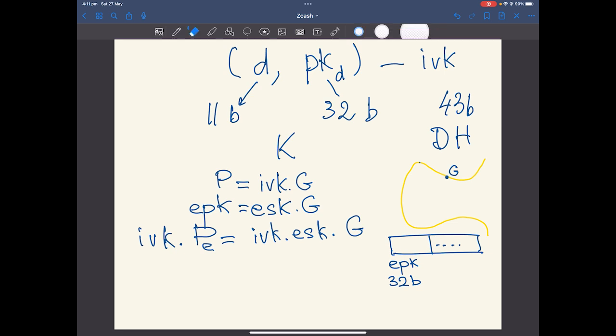And if I swap these around, because this is just a multiplication of two integers, I can swap it around as ESK times IVK times G. Then I recognize that IVK times G is my point, my point here.